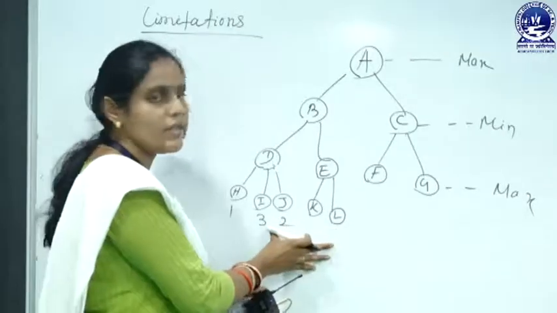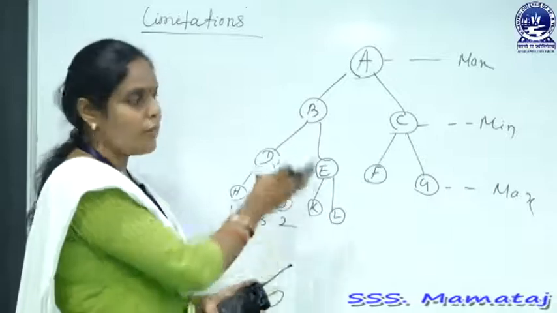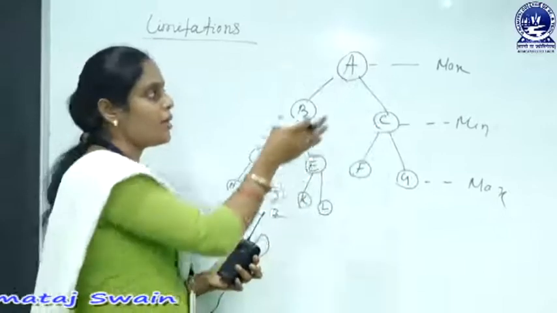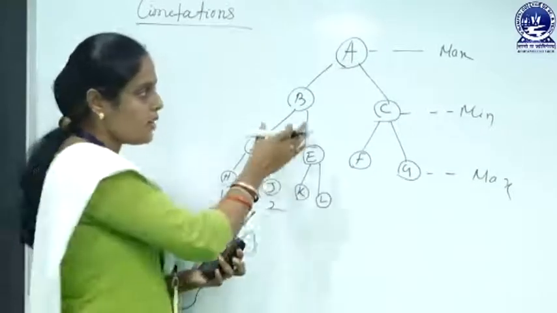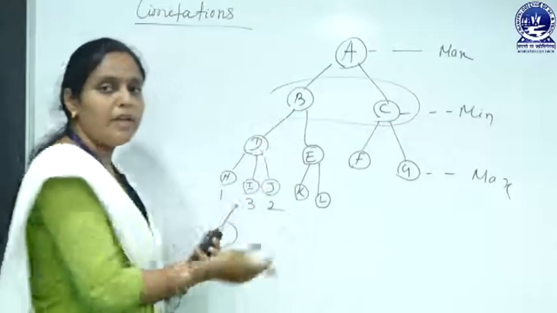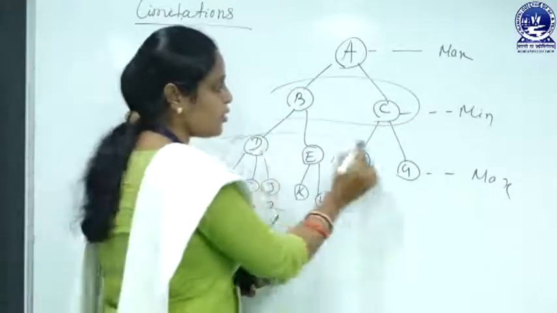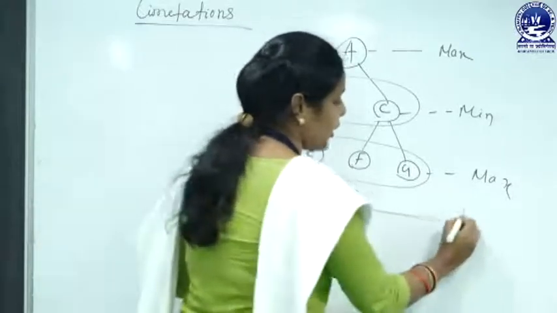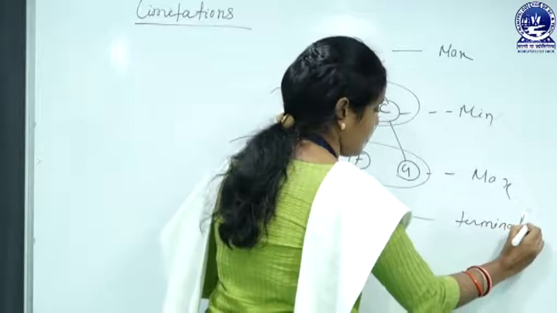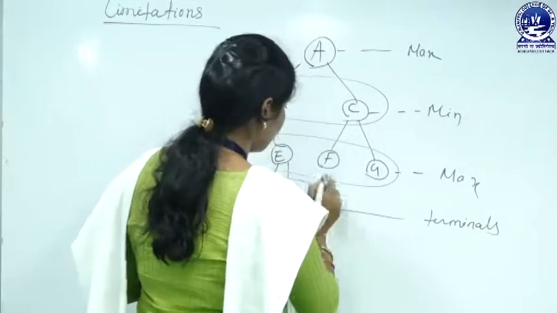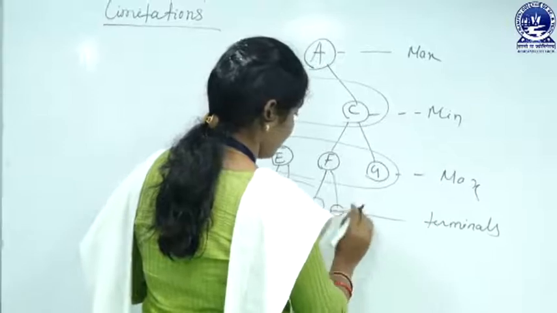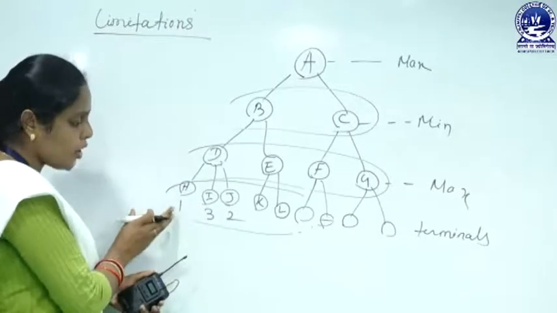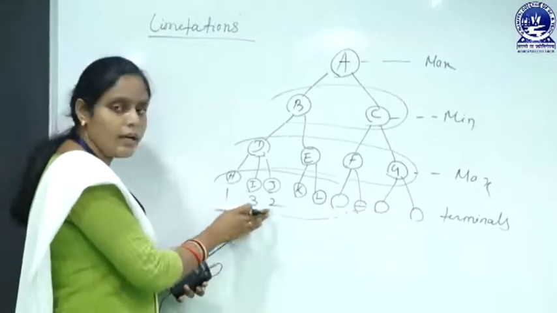Now take one example for another limitation. Now look at this search tree. This is our search tree for min max algorithm. Suppose this is our initial node and this is the max turn, and these nodes are for the minimizer turn, and these nodes are the maximizer turn, and these nodes are the terminals. Here you also take the terminals for these nodes. Now look at here, the terminal values are 1, 3, 2.